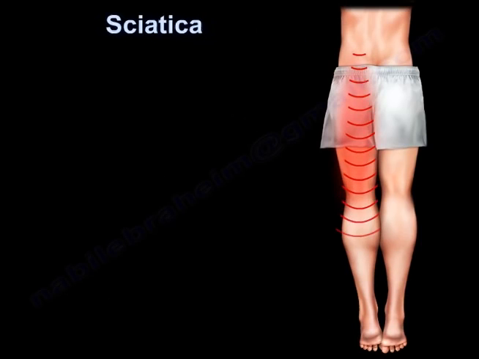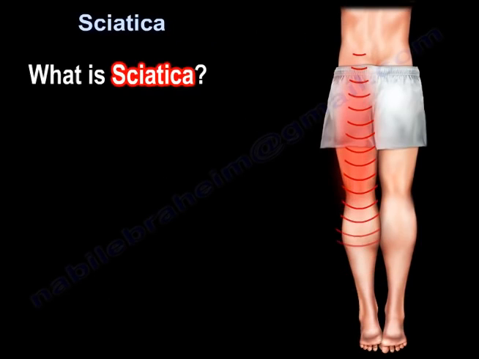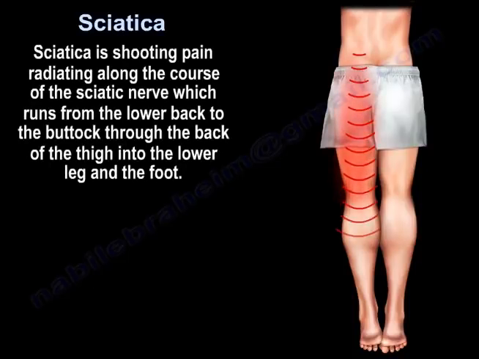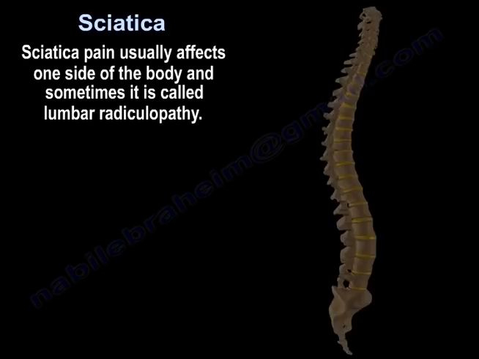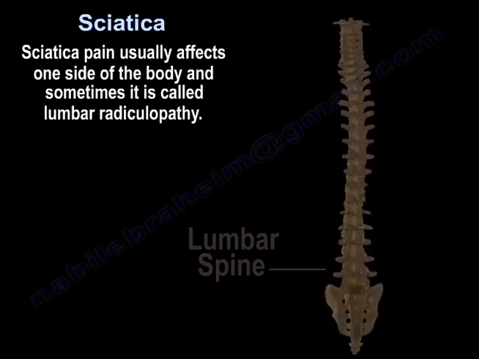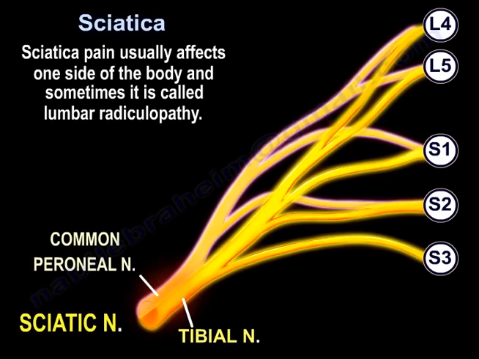Sciatica. What is sciatica? Shooting pain radiating along the course of the sciatic nerve, which runs from the lower back to the buttock, through the back of the thigh and into the lower leg and foot. Sciatica pain usually affects one side of the body, and sometimes it is called lumbar radiculopathy.